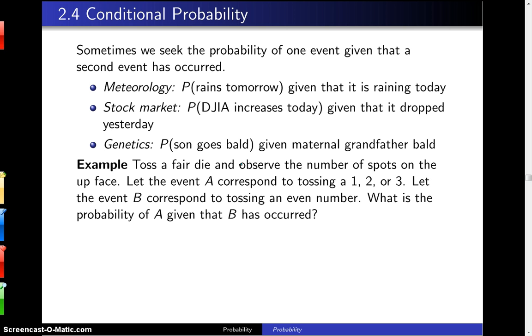So the example we have here is: toss a fair die and observe the number of spots on the up face. Let the event A correspond to tossing a 1, 2, or 3. Let the event B correspond to tossing an even number. What is the probability of A given that B has occurred?